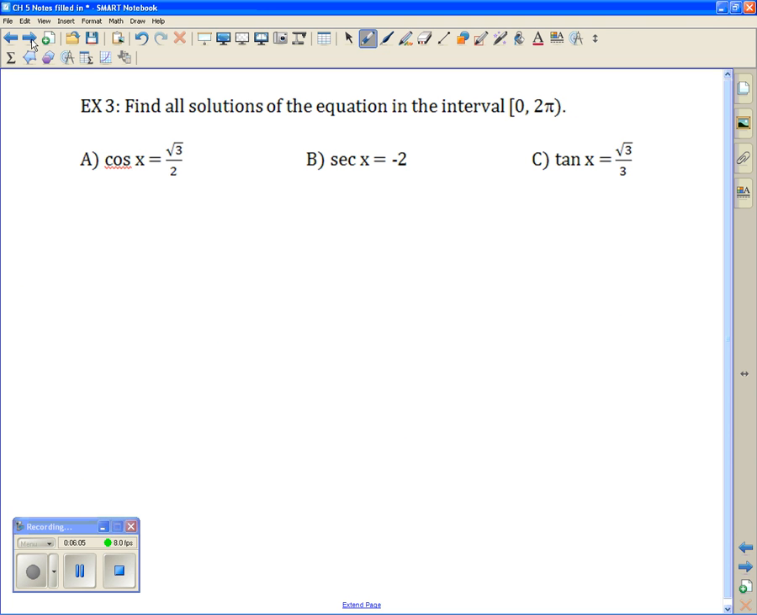Find all solutions of the equation in the interval 0 to 2 pi. Same type of idea, only this time we're in radians. So once again, you can read this question in two ways. You can look at this and realize that when you have a trig function, normal trig, cosine, you always have to have an angle next. So x represents an angle. So where is the x value on the unit circle of root 3 over 2?